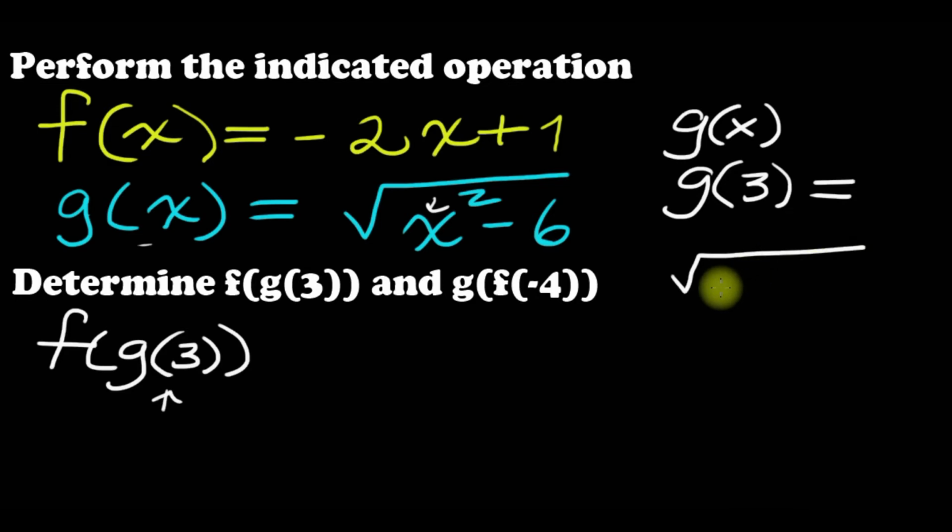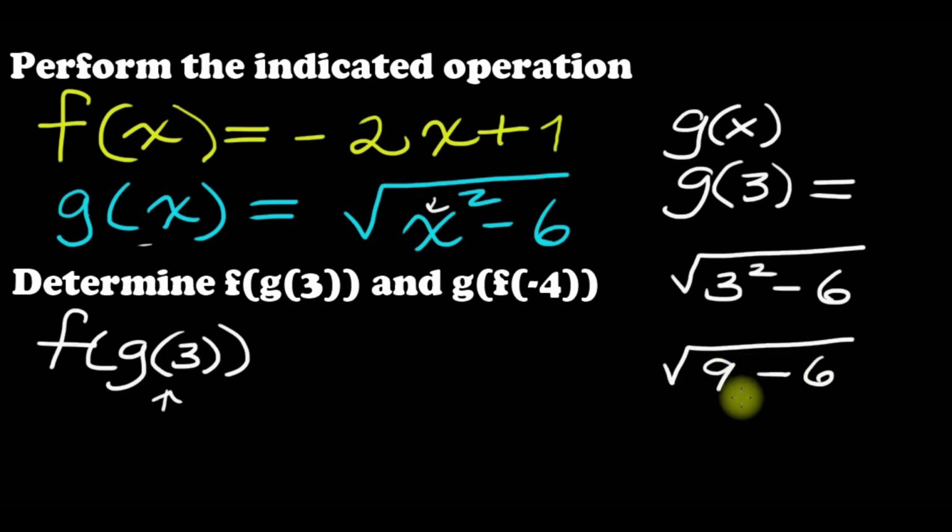Square root of 3 squared, because it's x squared, take away 6. Then we have to do the exponent first, so 3 squared is 9. Take away 6. So g of 3 is going to give you square root of 3. So that's g of 3.